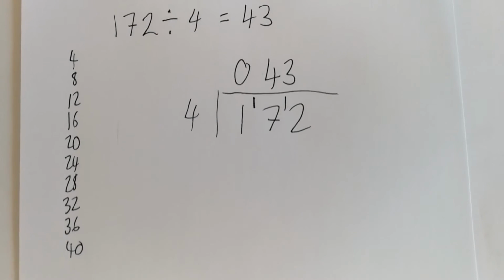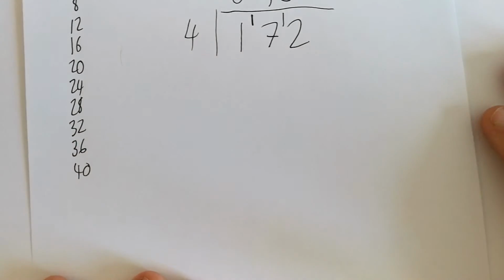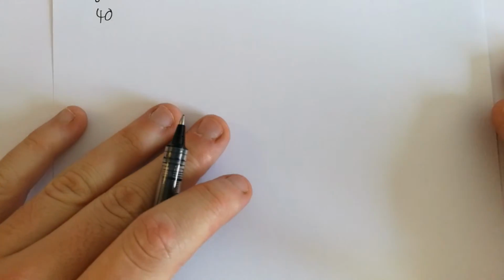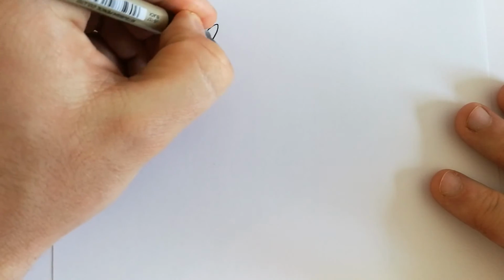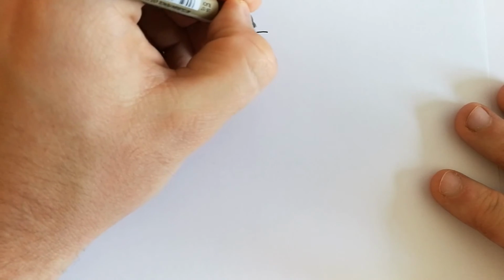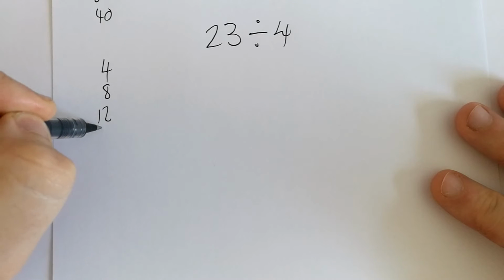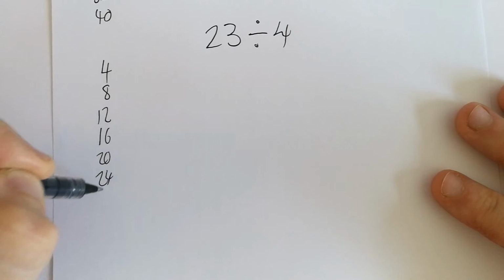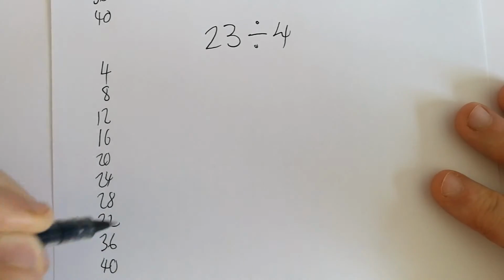The very last quick thing we're going to look at is with decimals. And decimal divisions are quite easy. And we could do something like, let's stick with the 4s again. Let's go for 23 divided by 4. So I'll quickly write out the 4 times table. So 4, 8, 12, 16, 20, 24, 28, 32, 36 and 40.